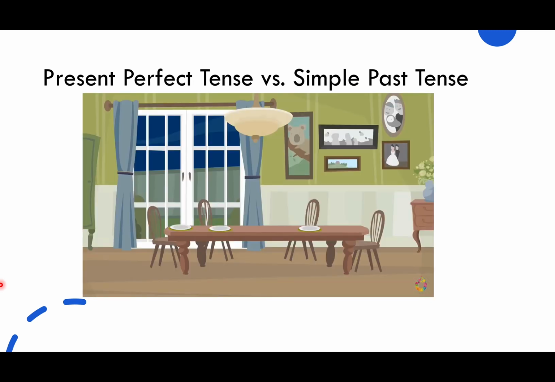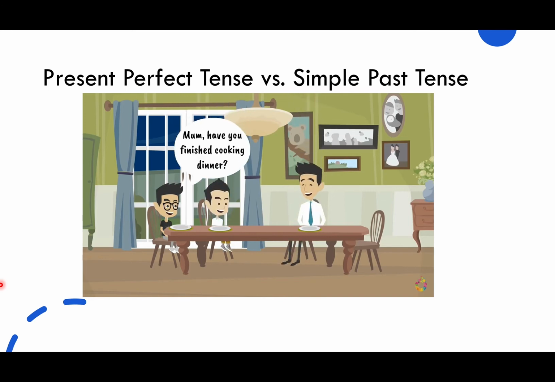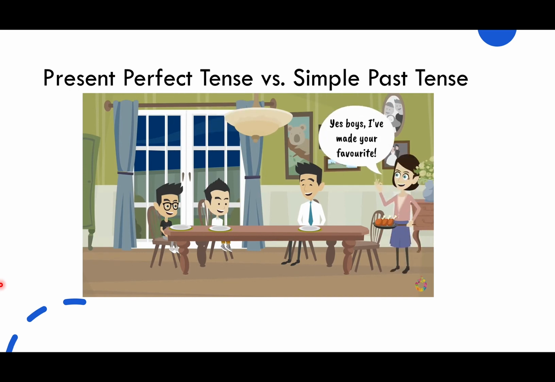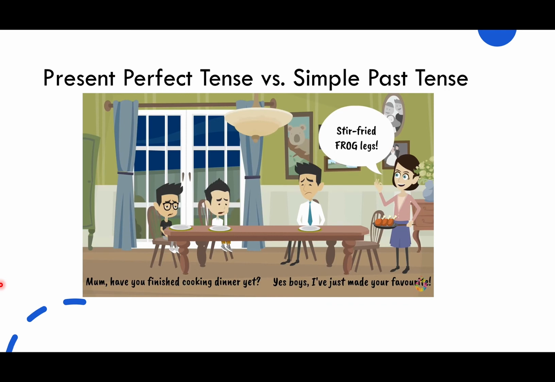The second function of the present perfect simple is talking about recent past events. We can also use just, already, and yet for emphasis. For example, Mum, have you finished cooking dinner yet? Yes, boys, I've just made your favorite.